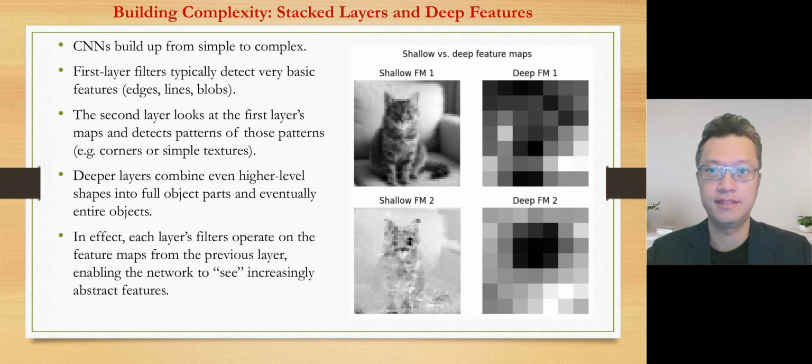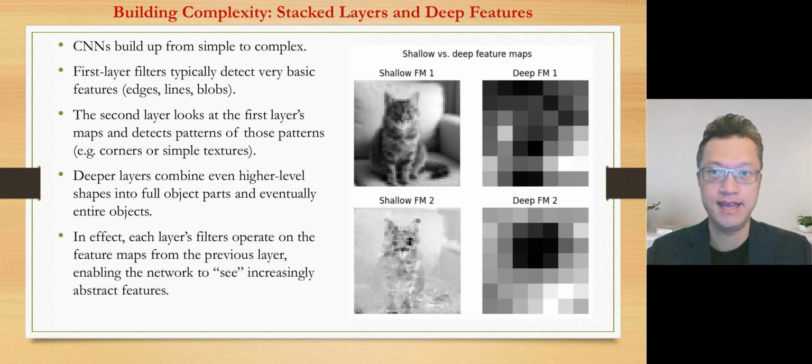Importantly, the filters stack. The first convolutional layer sees the original image and finds simple lines and edges, like the outline of the cat's ear or whiskers. We call these low-level features.